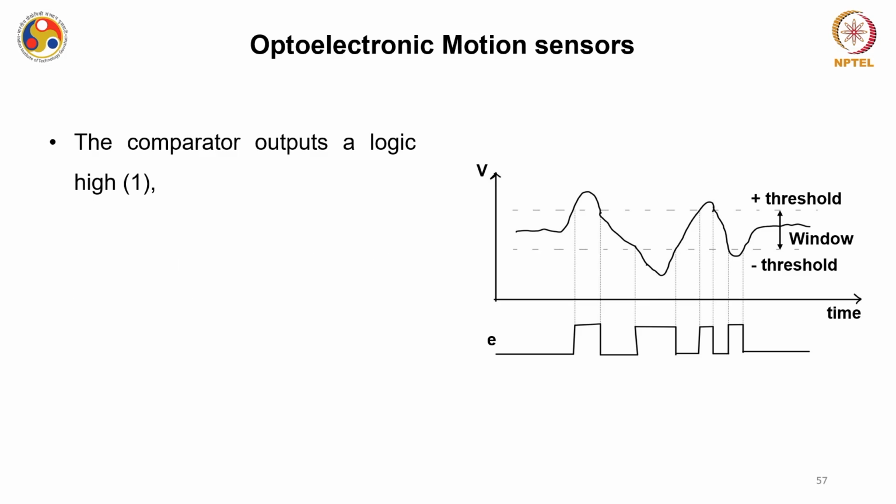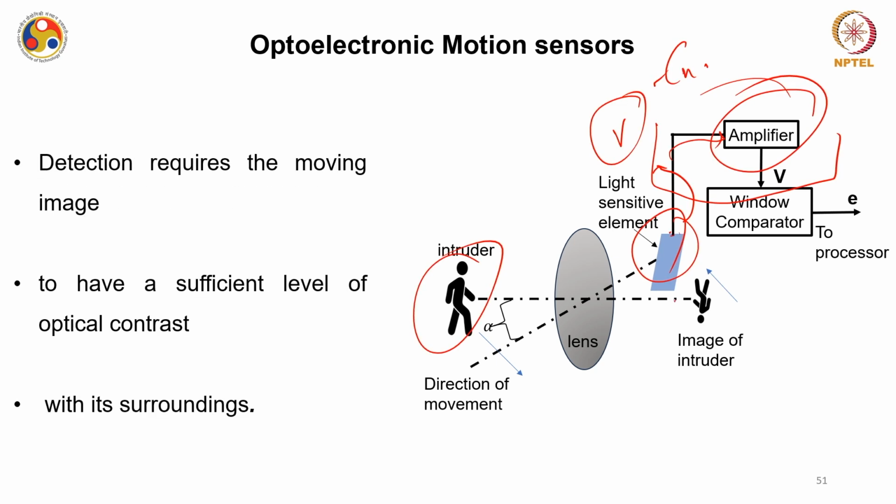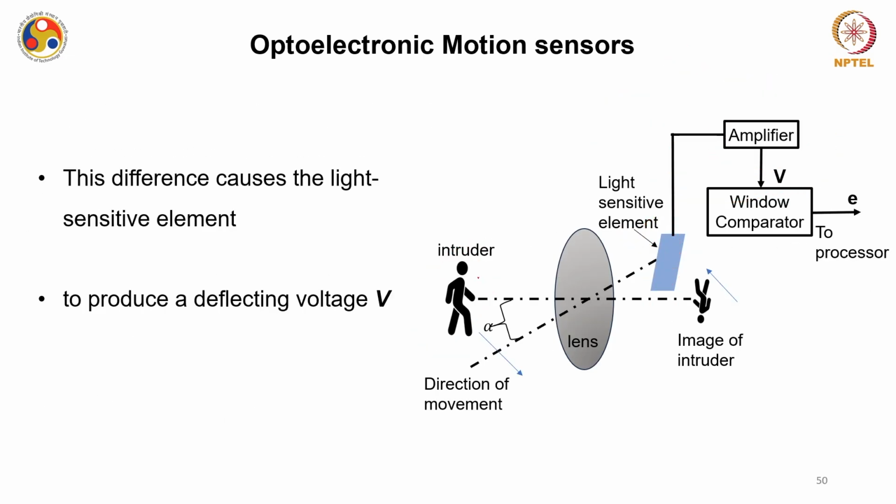But we have seen that there are certain disadvantages with the construction of this optoelectronic motion sensor, and the disadvantage lies in the point that if the image of this intruder is not crossing this light sensitive element, then how do we comment on the occupancy of the area or on the movement of this intruder? That is the biggest demerit. Say, for example, somehow he has crossed the area, or my detector has already signaled that this person has crossed this area.